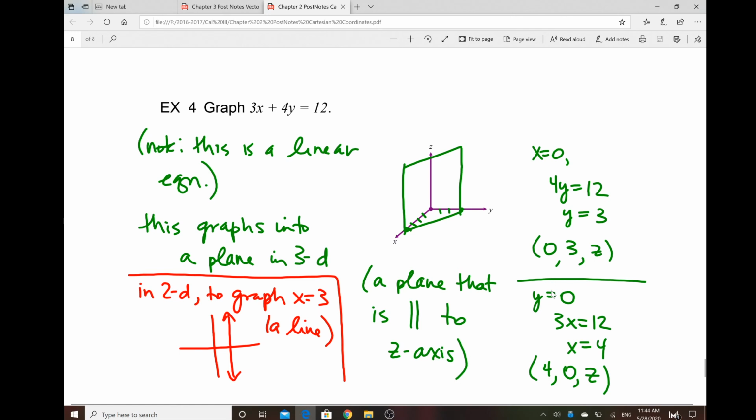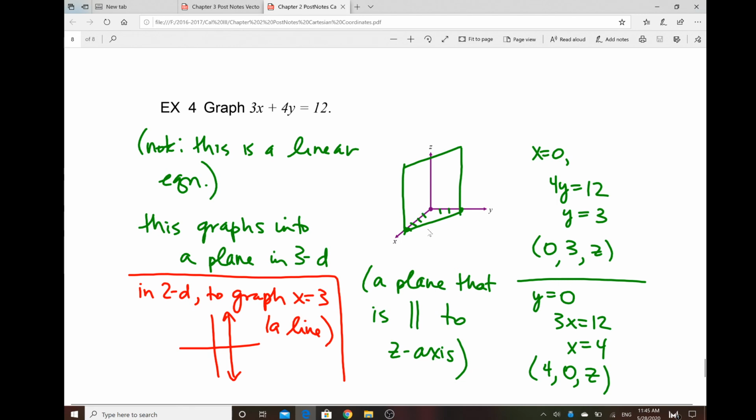And then set y = 0, so we have (4, 0, z). So it's a plane that is parallel to the z-axis, because we don't know exactly the value of z. That means those two line segments there have to be parallel, same as the upper line segments. So we just plot the points. It's 3 units on the y-axis, and then over here it's 4 units forward.